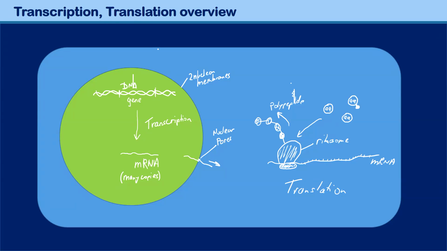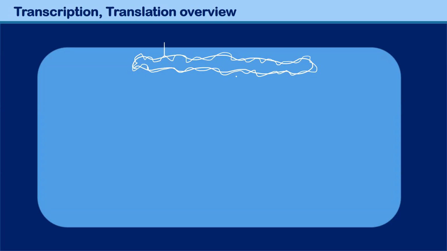Now, in prokaryotes, which do not have a nucleus, the situation is similar but not quite the same. If this is a prokaryote, you see that there is no nucleus, and I'm going to draw the DNA over here. That's supposed to be the double helix, okay? That's the DNA, and we have genes on it.